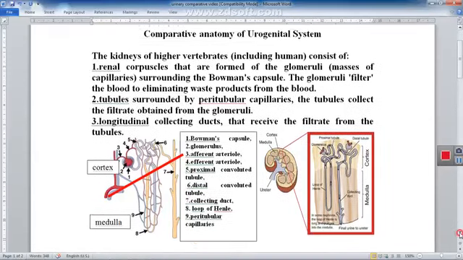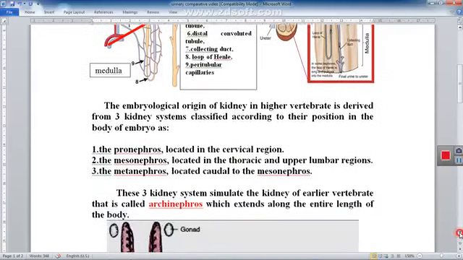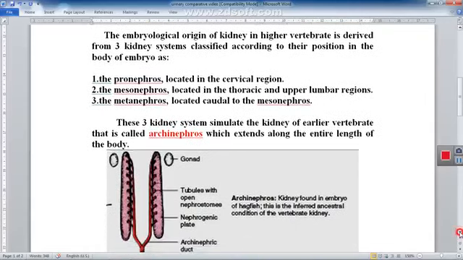Such a structure of the kidney that is seen in higher vertebrates is embryologically derived from three kidney systems. Each of these systems is located in a position inside the body of the embryo. So they are classified as three kidney systems inside the body of the embryo, depending on the position of each of these three systems.